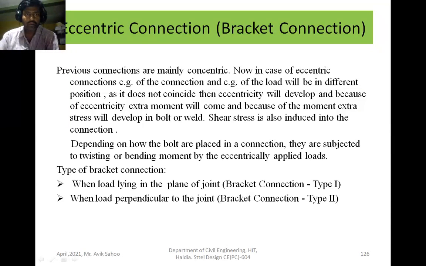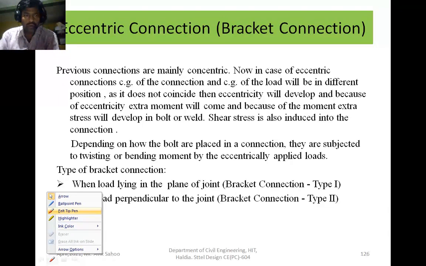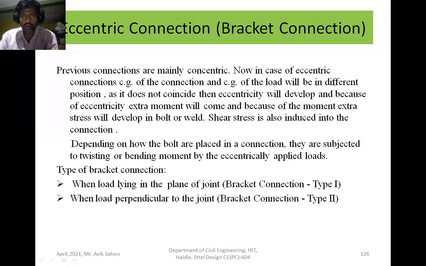Now I am going to discuss the eccentric connection. Previous connections are mainly concentric. So what is the meaning of concentric? When the loading CG and the cross sectional CG are in the same line, such connections are called concentric. So first we understand the concept of concentric.